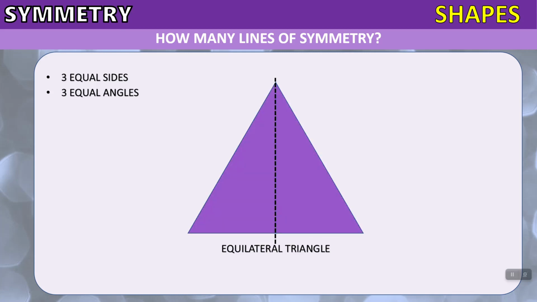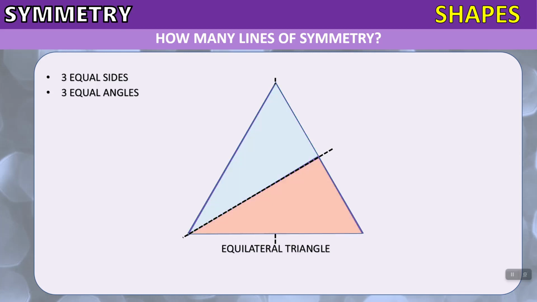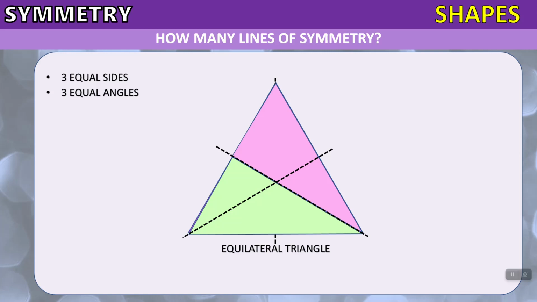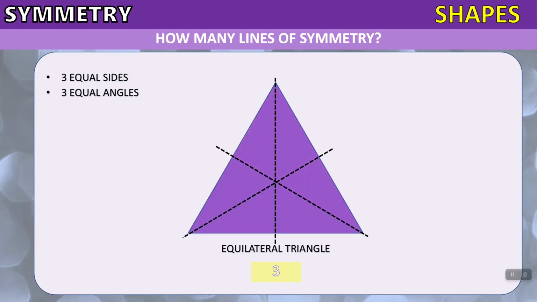What about if we started at this point and went all the way across, cutting that in half also? Here's one, and here's 2 equal parts, so that's also a line of symmetry. And by now you've guessed, with 3 equal sides and 3 equal angles, if we started here, we also can create another line of symmetry. Here's one equal side, here's another equal side. And so this has 3 lines of symmetry because it is an equilateral triangle.